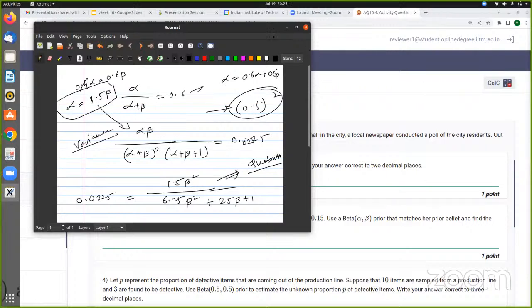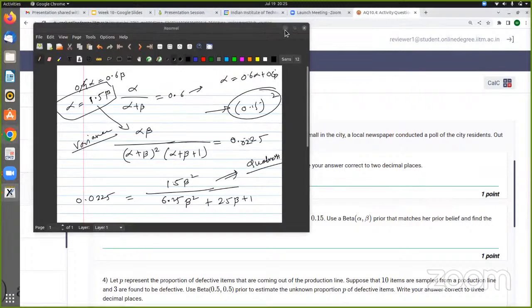So just try. I think because of this you made this mistake, right? You just equated the standard deviation with the variance. Exactly, sir. I made that mistake. Okay, then. Okay, guys.